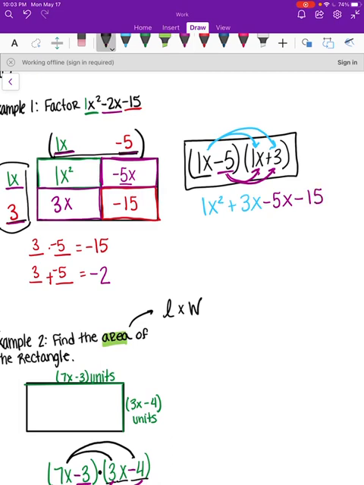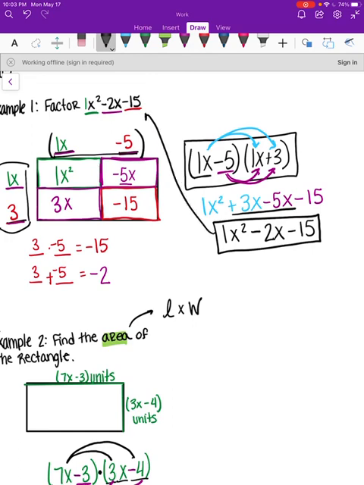We can combine our terms in the middle because we have x's. 3x minus 5x is minus 2x. And then I still have the 1x squared and minus 15. And guess what? We got the same answer as we did up there. So you can always check your work when you're factoring. Just FOIL or distribute your answer, and your answer should give you your original equation. It's a little bit more work, but it is nice to know that you got the right answer.